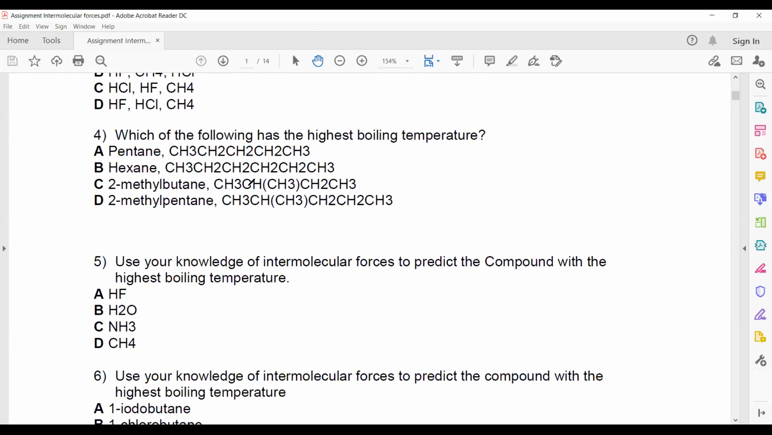So here we have 1, 2, 3, 4, 5. Pent means 5 carbons are there. B will have 7 carbons. C will have 5 carbons. And this one has 1, 2, 3, 4, 5, 6 carbons. So whichever has the greater number of carbons will have the highest boiling point. First check the number of carbons, and for example, if two of them have the same number of carbon atoms, then check which is more straight chain. If more branches, the boiling point will decrease.